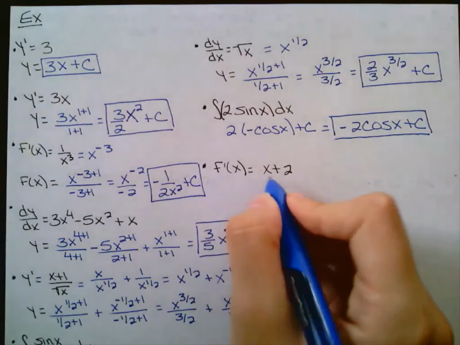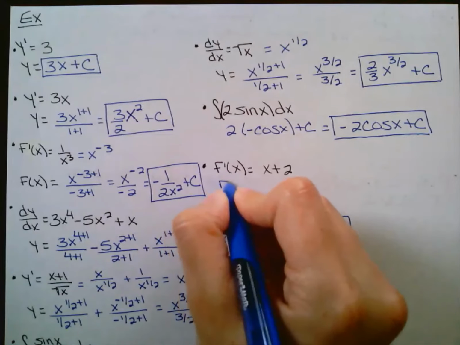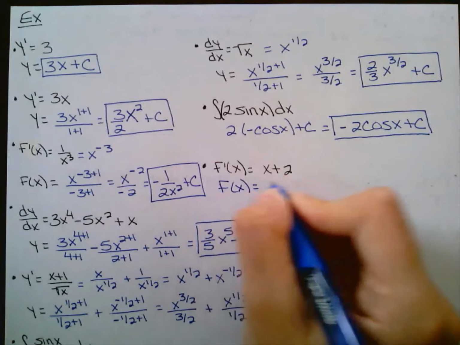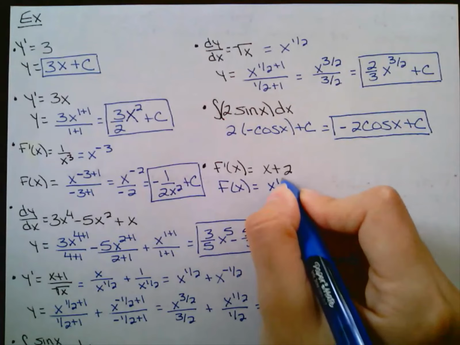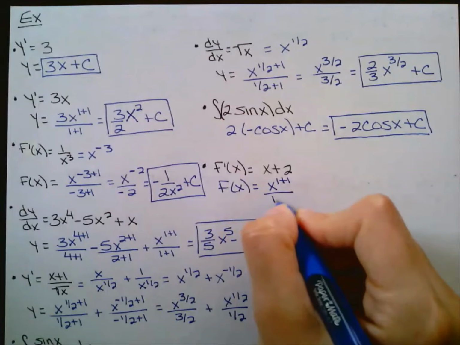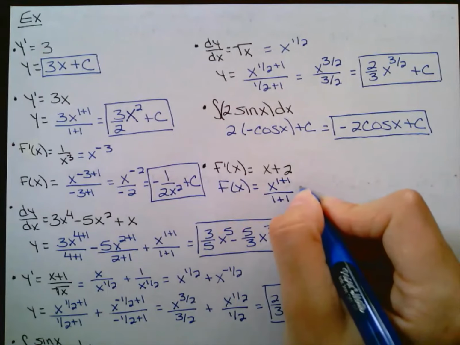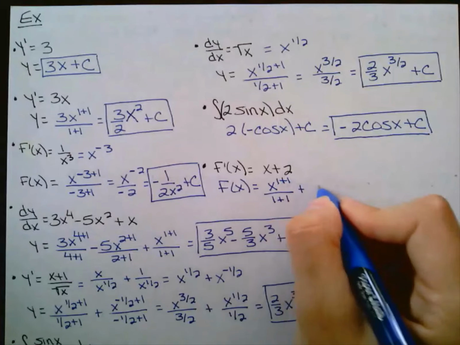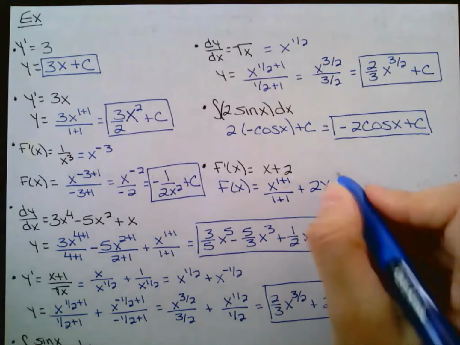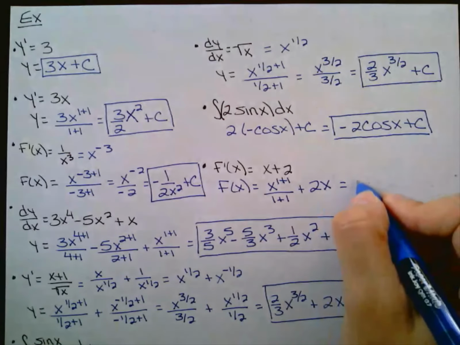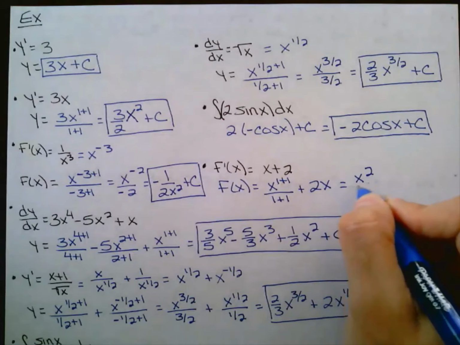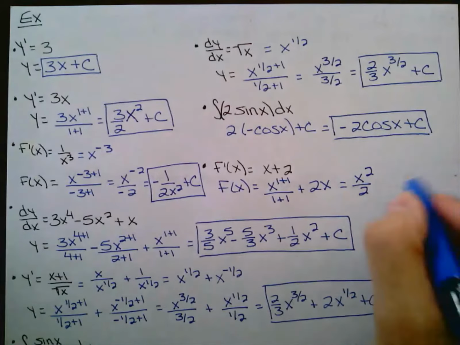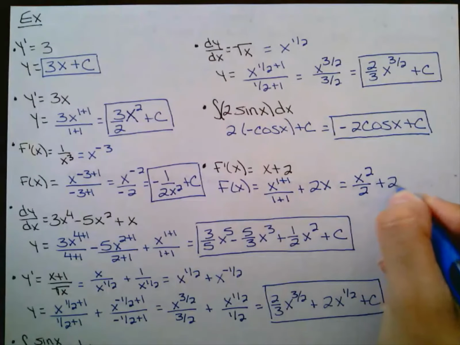Okay, if f prime is x plus 2, f of x, antiderivative here, it's x to the first. I'm going to add 1 to my exponent, divide by my new exponent, plus antiderivative of a constant is that constant times the variable. I'm going to clean it before I put my plus c. I have x squared. You can put times 1/2 or you could put over 2. Two different ways of writing your answer. Plus 2x, and don't forget your plus c.